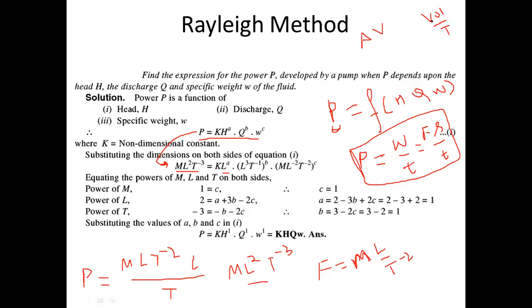So what is the fundamental dimension of discharge? Volume is meter cubed, so volume is L cubed, and time is T. So L cubed T^-1 is the dimension of discharge.